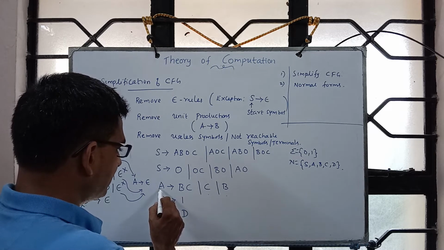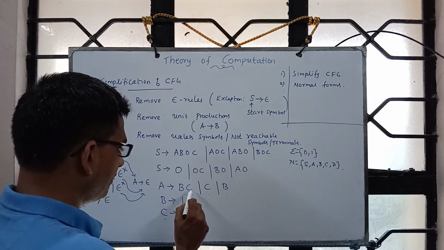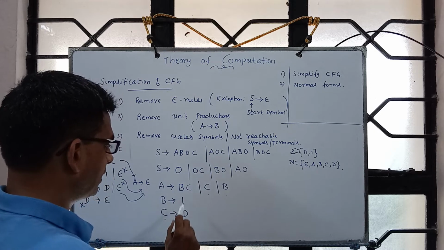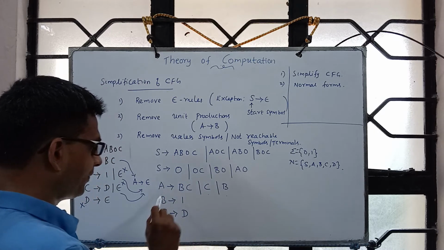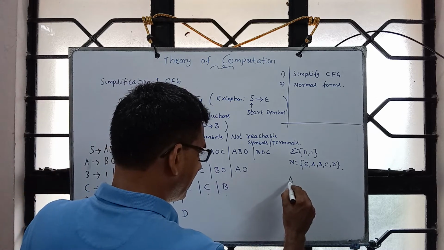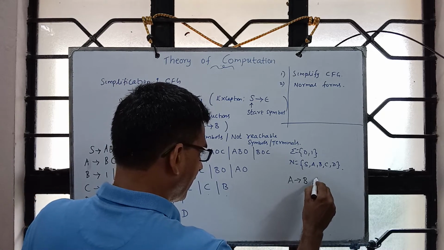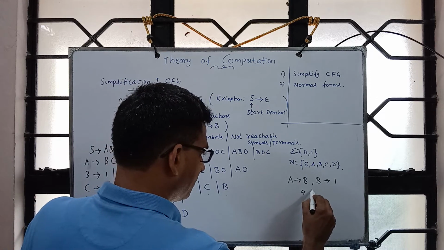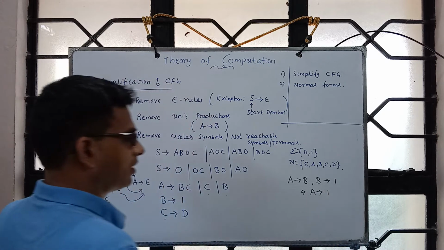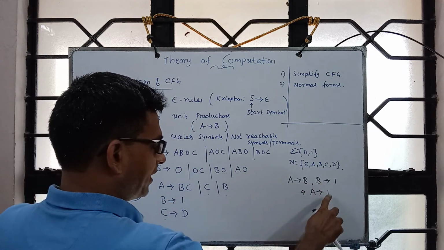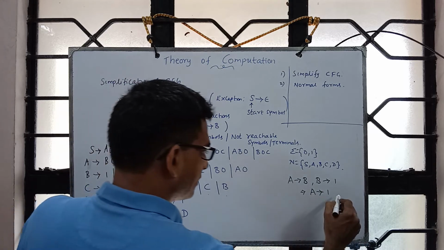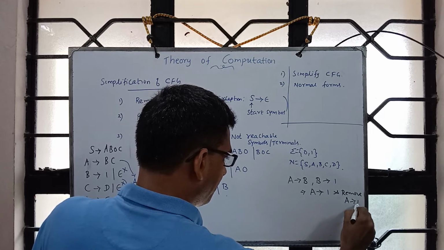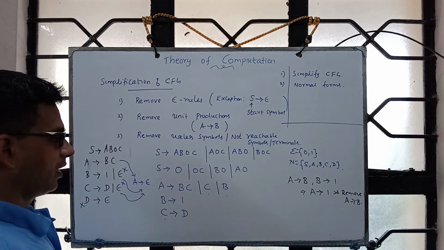So this says A → BC and A → C. A → C is a unit production. This says A → B and B → 1. So we see that A → B and B → 1, and this can be replaced by A → 1. A → B, B → 1. So you can replace this and remove A → B. Okay.